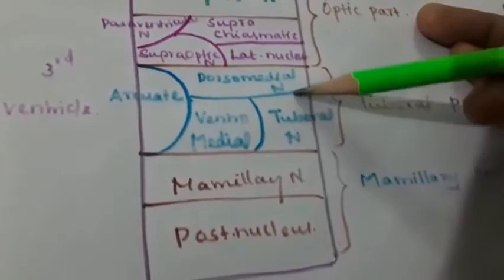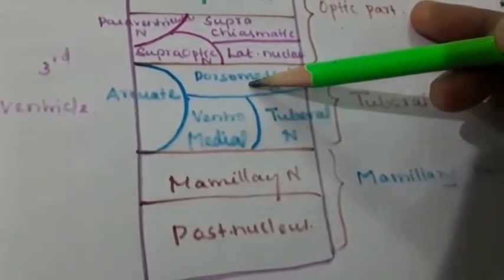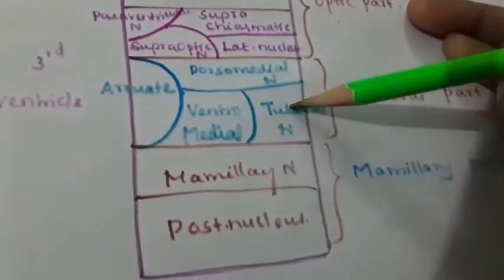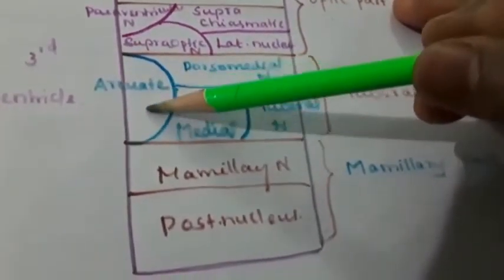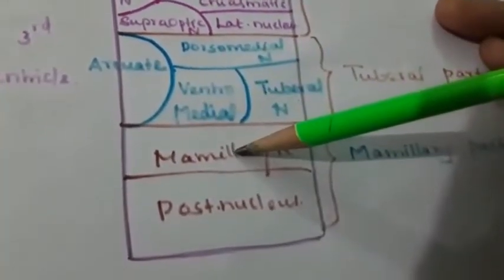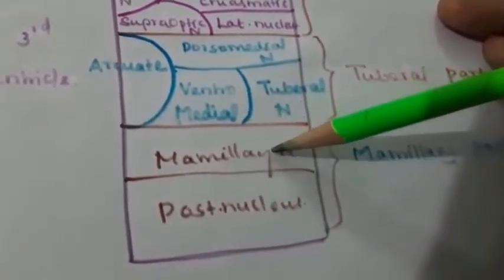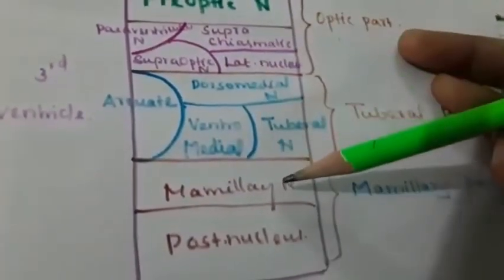Next comes the tuberal part. The tuberal part is formed by the dorsomedial nuclei and the ventromedial nuclei, the tuberal nuclei which are present lateral to the ventromedial nuclei, and the arcuate nuclei which are present in the floor of the third ventricle. Next is the mammillary part. The mammillary part is composed of 2 nuclei, the mammillary nuclei and the posterior nuclei. So these are the various nuclei of the hypothalamus.